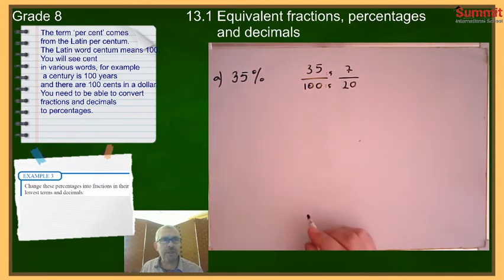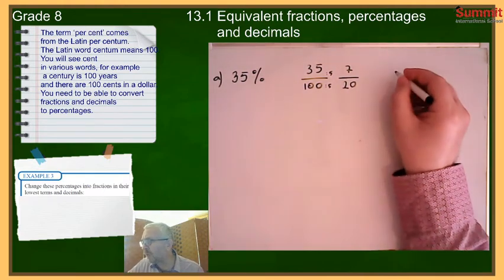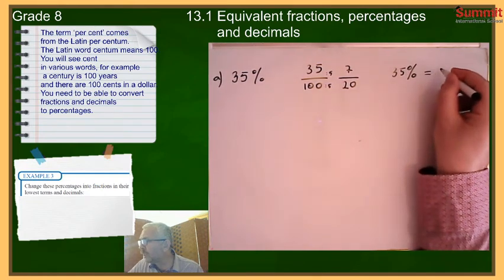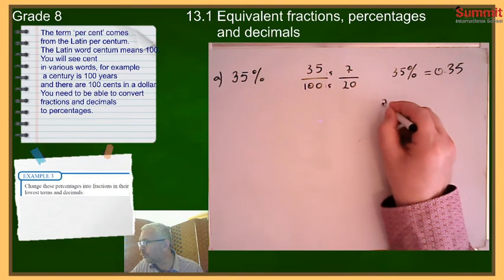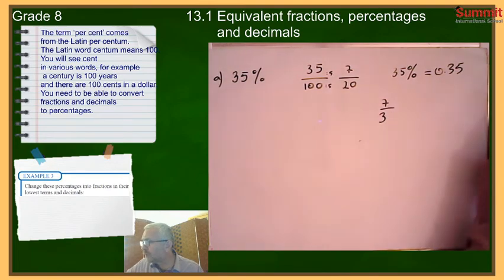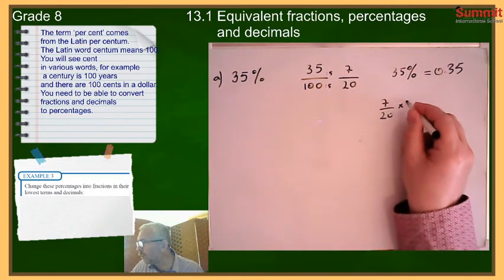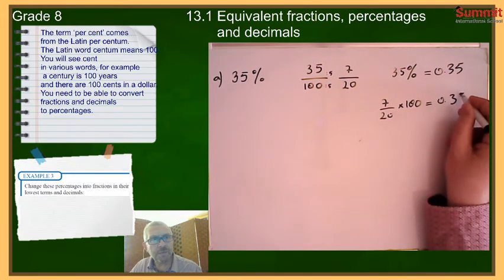Now how are we going to write this as a decimal? 35% we can write directly as 0.35. Or we can continue with 7 over 20, multiplying by 100, it will be 35, 0.35.